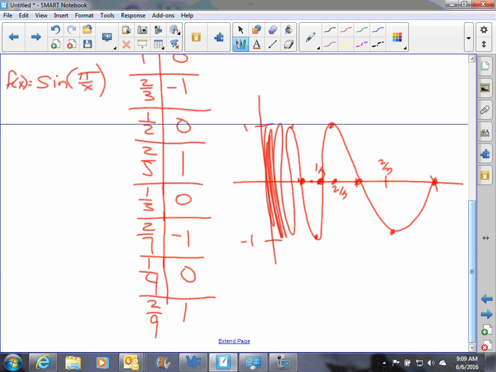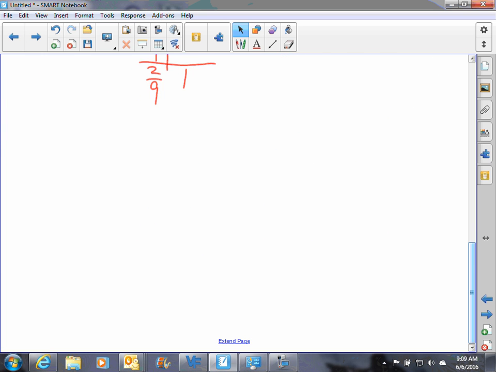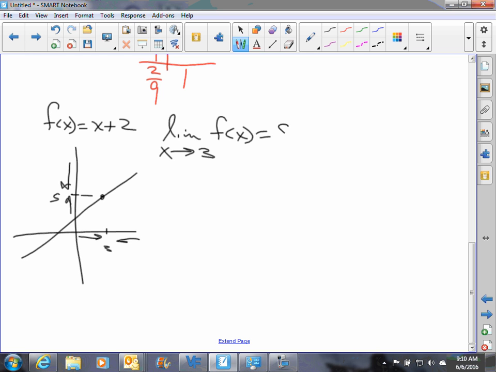Now, I think we're ready here to move on to talk about limits. So let's start out here. Remember, in the last video, f of x was equal to x plus 2. And basically, it looked like this. As we got closer to 3, from the left to the right, the y value squeezed in on 5. So we said the limit as x approaches 3 of f of x is equal to 5.